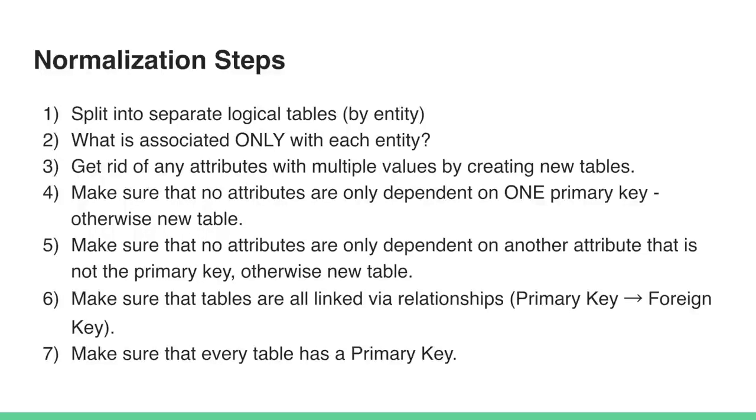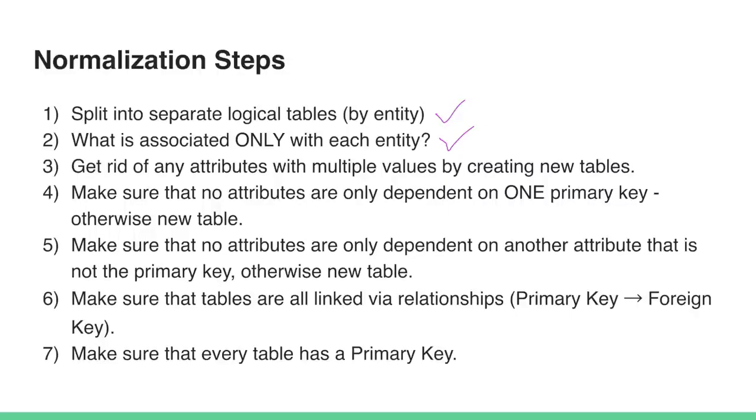So the first thing I would say is you need to split your big table that you're given into separate logical tables by entity. For example, if you've got cars, mechanics, and mechanic shop, and you have attributes for all of those in the same table, you need to split it up. In each of those smaller tables, you need to include what data corresponds only to that given entity. For example, what corresponds only to cars needs to go in one table.